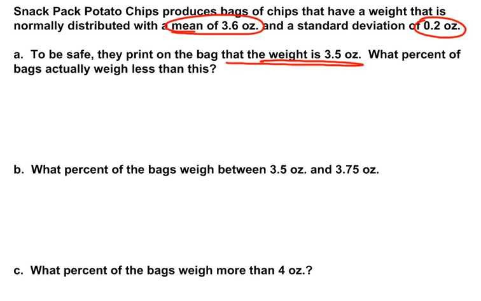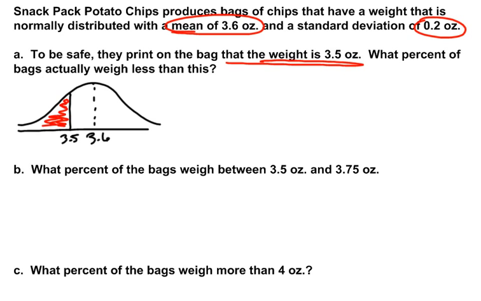So the question we're being asked here is what percent of bags actually weigh less than 3.5? So again, we look at our distribution, and the real mean is 3.6. We're going to look at the value 3.5, and we want to know what percent of the bags of chips are coming in less than 3.5. So this is the area we're trying to find. So we will quickly look up the z-score for 3.5 and use that value from the table. But in order to do that, we first have to find the z-score.